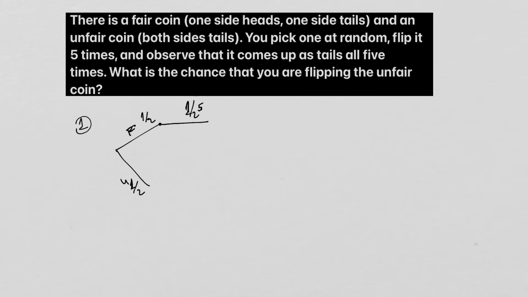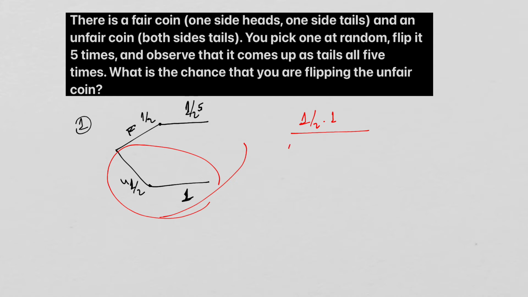Now if we have the unfair coin, then because both sides are tail, the probability of 5 tails showing up is 1 to the 5, which is just 1. Now the question is asking, what's the chance that we are indeed flipping the unfair coin? So the whole thing is total, but we consider this one. So what we do is 1/2 times 1/2 times 1 divided by the total probability, which is 1/2 times 1 plus 1/2 times 1/2 to the 5.